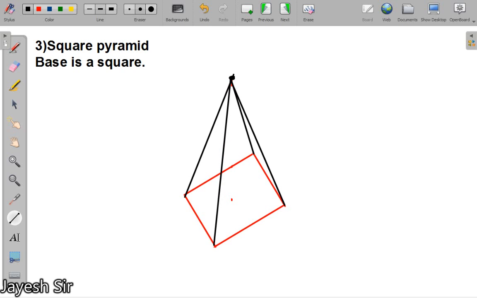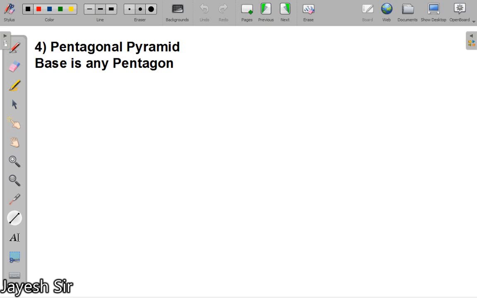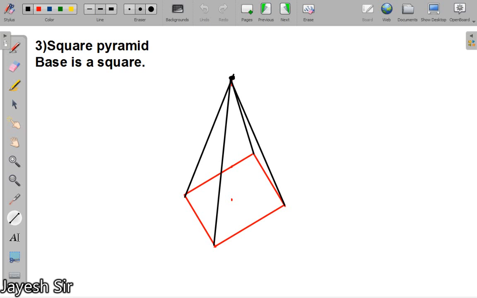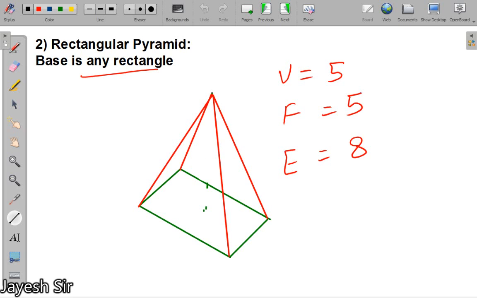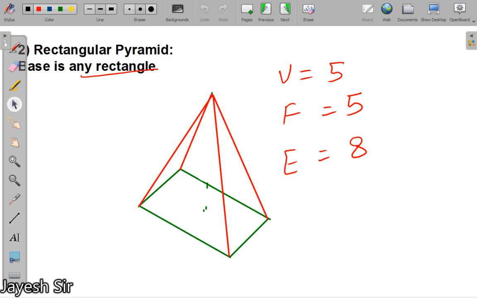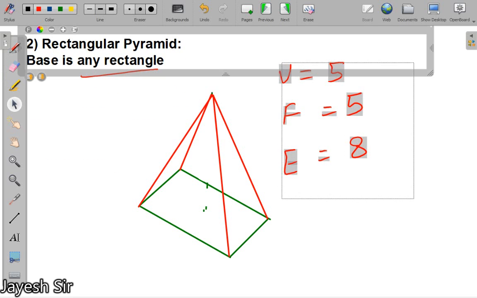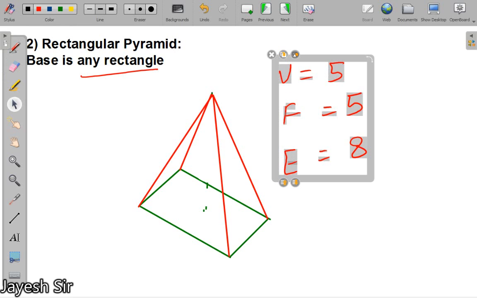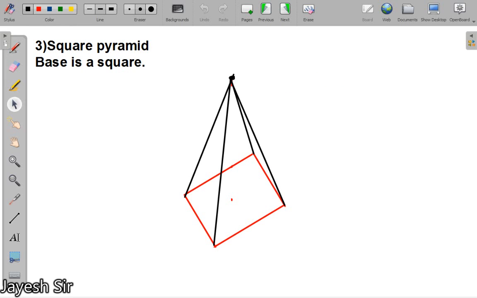So this will be a square based pyramid. I'm making such tilted diagrams so that you can make it clearly and also understand it. There are 5. All these things will remain same. Number of vertices, number of edges, and number of faces will remain same for square pyramid as well, because number of sides are same.